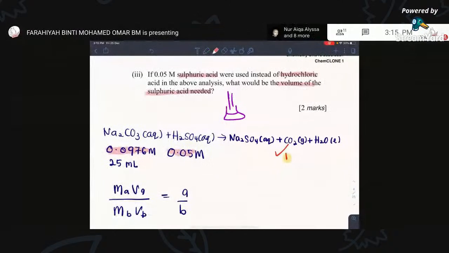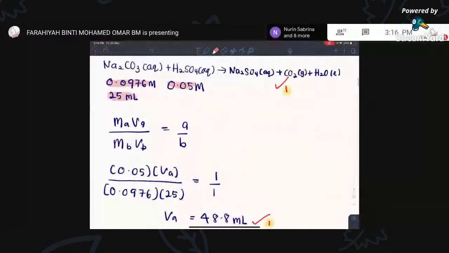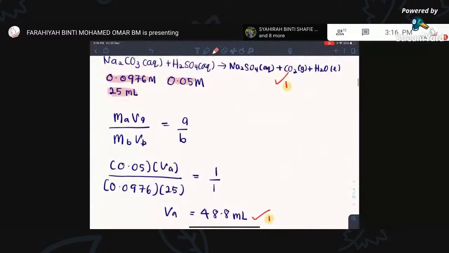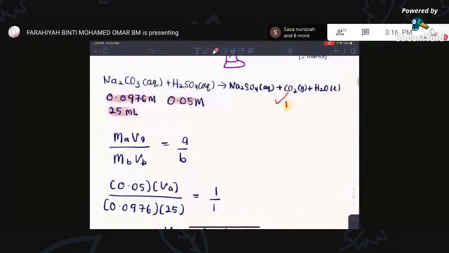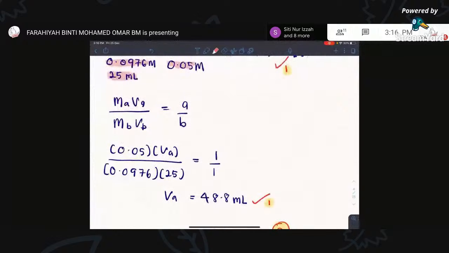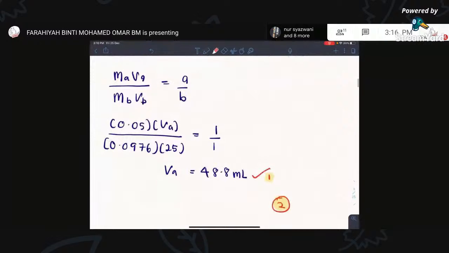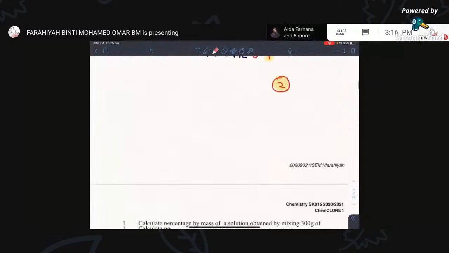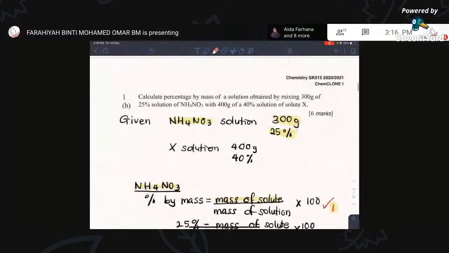Okay. So jadi yang ini yang kamu kira dah tadi, you punya molarity, and this one molarity given, and volume ni ambil sama lah dengan volume dalam conical flask. So you just pakai MAVA over MBVB. So you dapatlah molarity volume untuk sulfuric acid. Okay. So you akan dapat satu markah at chemical equation and one mark untuk you punya volume sulfuric acid. Okay, so 2 marks.